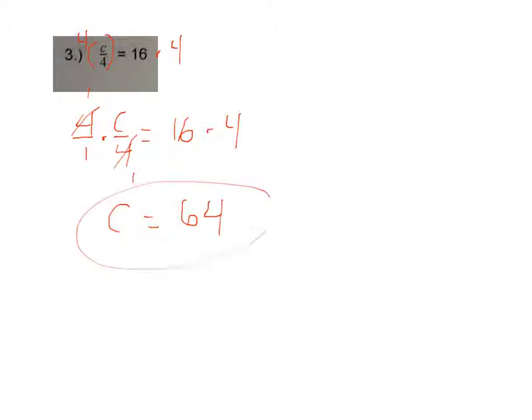When we're solving an equation, we want to find out what the variable is. Currently, C is being divided by 4. Well, we need to undo that, do the opposite. The opposite of dividing by 4 is to multiply by 4. What you do to one side, you've got to do to the other. So we've got basically 4 over 1 times C over 4 equals 16 times 4. These can simplify to 1, so you're left with just C on the left side, and on the right side we have C being equal to 64.